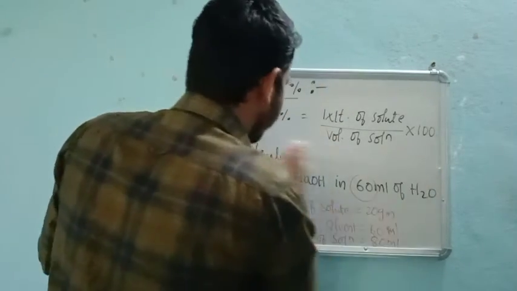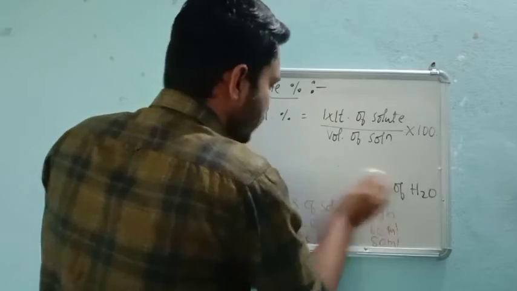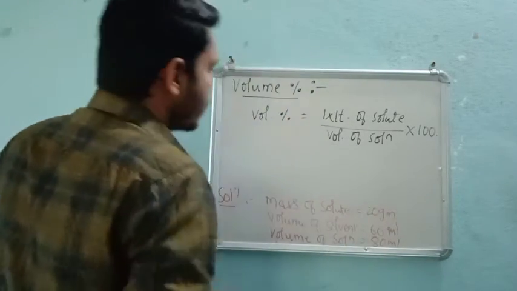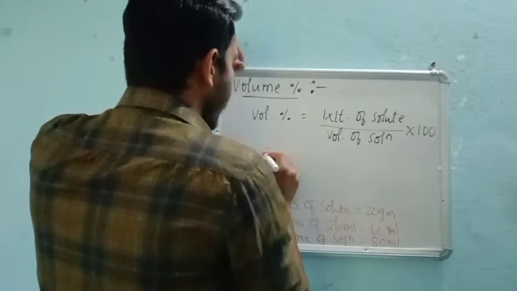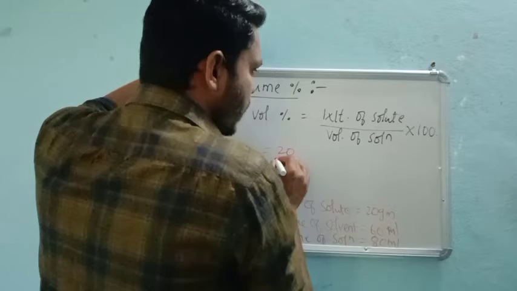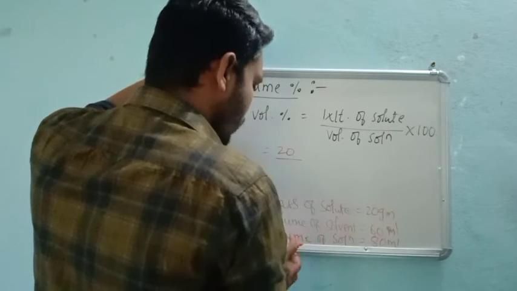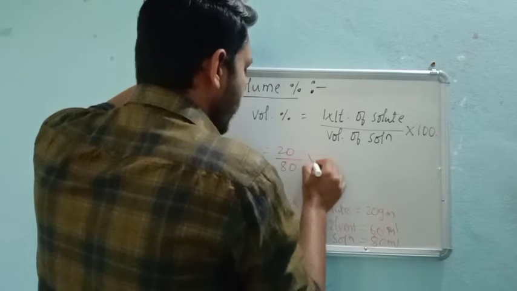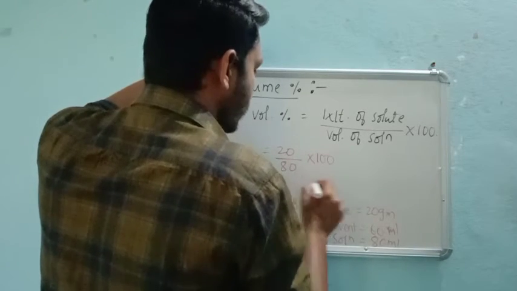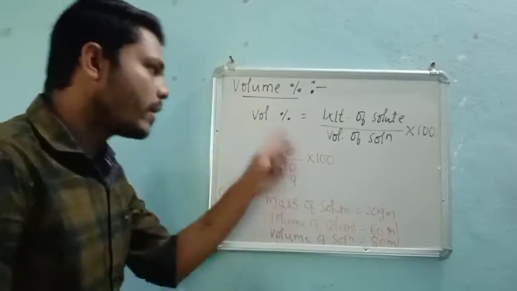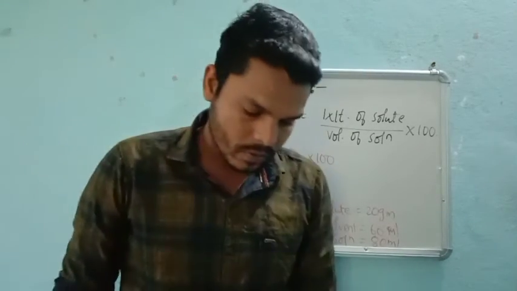So now our work is to write the formula and add those values. Weight of solute, 20 gram, divided by volume of solution, 80, into 100. You solve this and try to send it to me, right?